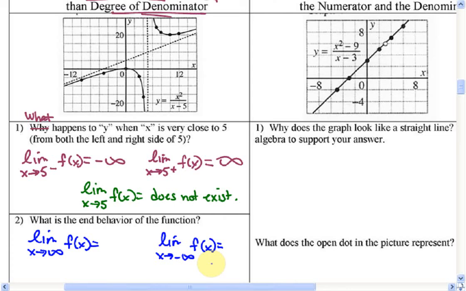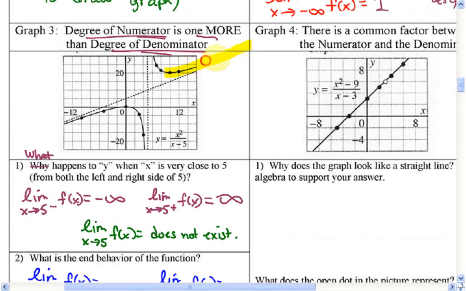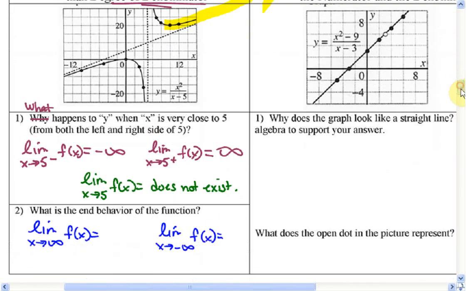So for the one to the right, I'm over here, and look what happens. Does it get closer and closer to a number? Or does it look like it's curving upwards and going up forever and ever? Up, up, up. So you go forever and ever, up. What do we call that? Infinity. Thank you, Betty. Infinity and beyond. Okay, good. Infinity.